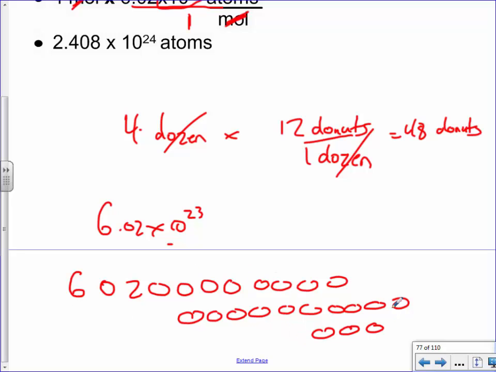Rather than writing this out over and over again, what we've done is we've moved the decimal place over 23 times. So here would be where the decimal place is. We've now moved it over 1, 2, 3, 4, 5, 6, 7, 8, 9, 10, 11, 12, 13, 14, 15, 16, 17, 18, 19, 20, 21, 22, 23 times.